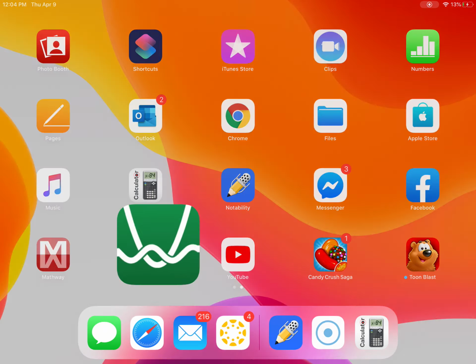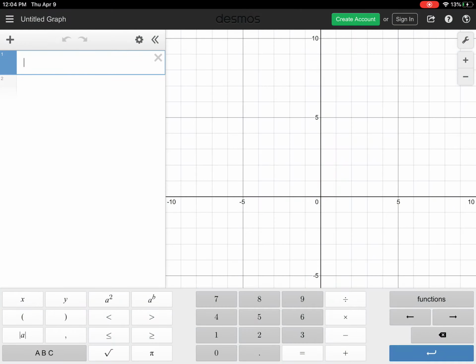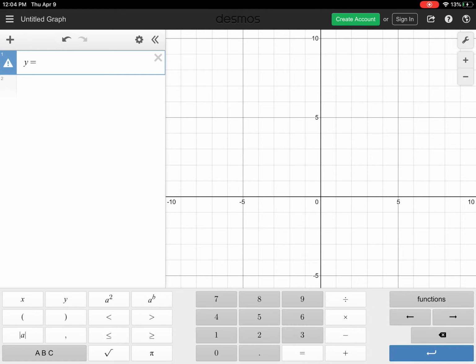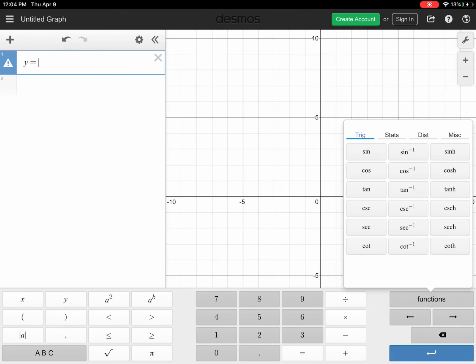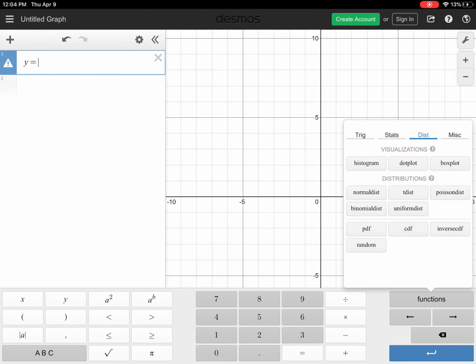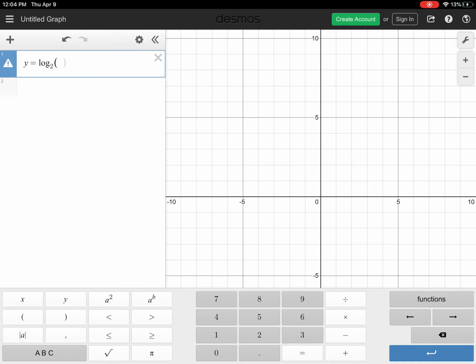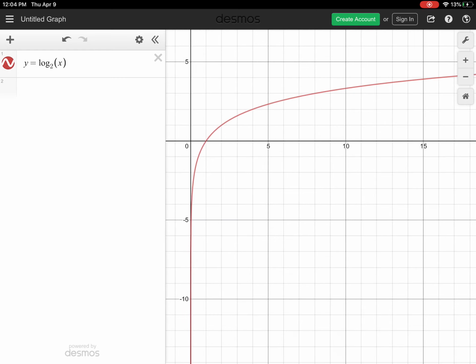Or maybe Desmos is my favorite graphing app. I'm going to go ahead and graph log base 2 of x here. Y equals log base. I bet there is log here. Or maybe I can just type in log. Okay, I can. But then I don't know how to make the base. Functions. It says functions. Miscellaneous. Oh, here it is. Log base 2. And then I will do x right there and I graph it.